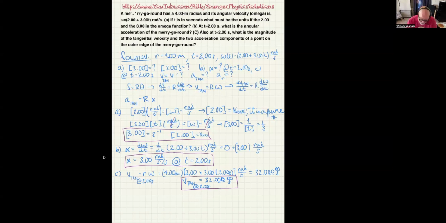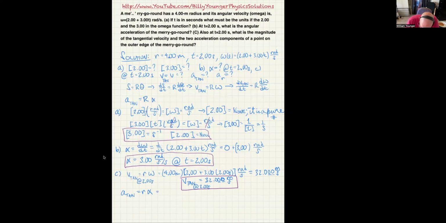And now we have to do the 2 acceleration components. So the 2 acceleration components are A tangent, starting off with my purple again, which we've already learned is equal to R times alpha. So once we have alpha, we can use that, and that's what part B was about. We were asked to calculate alpha at 3 seconds.